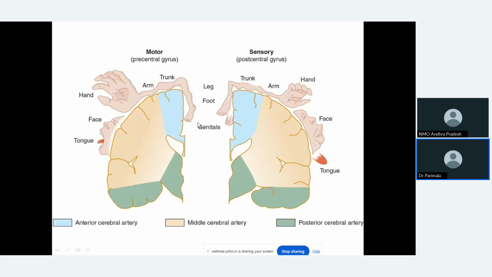One more important point before leaving the topic. There are two representations. This you have covered in physiology, if I am not wrong. They are called the sensory homunculus and motor homunculus. It is very, very important both anatomically and physiologically. What is the meaning of the word homunculus? Homunculus means a representation of the human body.